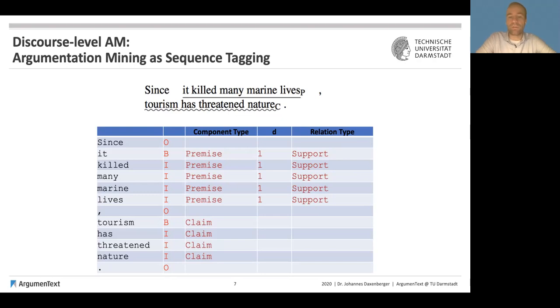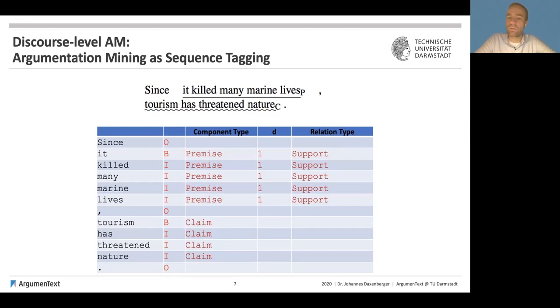One way to actually make this feasible is to apply sequence tagging. And here is an example of how this could work. In the example, since it killed many marine lives, tourism has threatened nature, we again have a premise and a claim. And this premise is in support of the claim. So here you would simply tag each individual word in this sentence with a tag that describes the component type, so a claim or a premise.